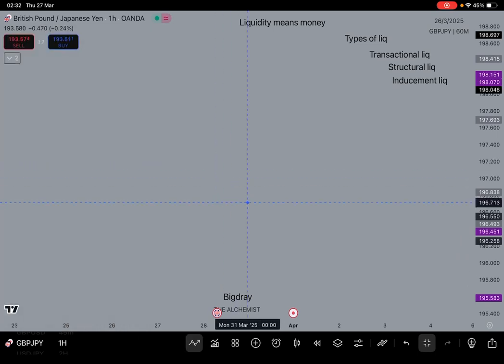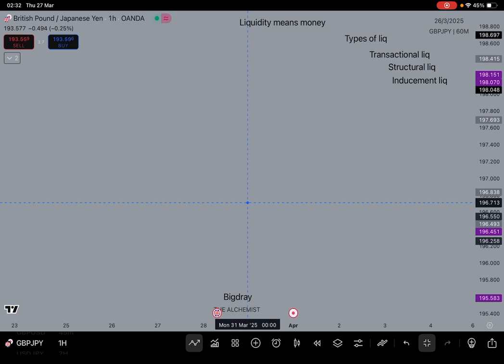Transactional liquidity happens when the market is trying to change direction. When there is a transaction between the buyers and the sellers, saying that, okay, I'm not selling it. The sellers are not enough in the market again. Buyers are taking over now. Understand? There is that transaction, switching from selling to buying.